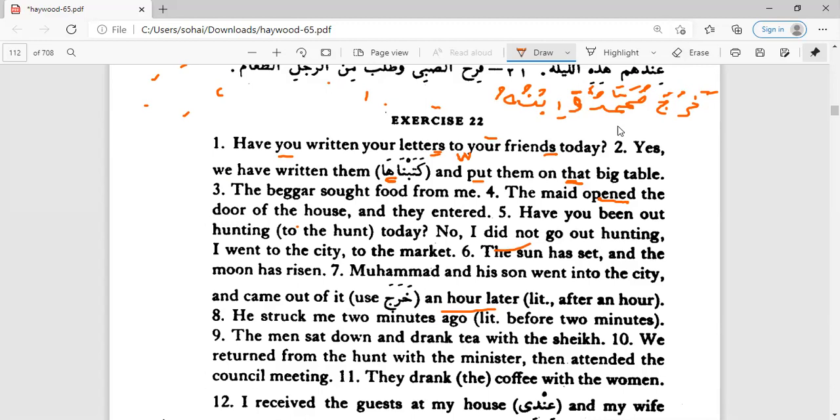Muhammad and his son went out and went into the city. Oh, zahabtu, right? Oh, it says kharaju, sorry. Muhammad and his son went into the city and came out of it.